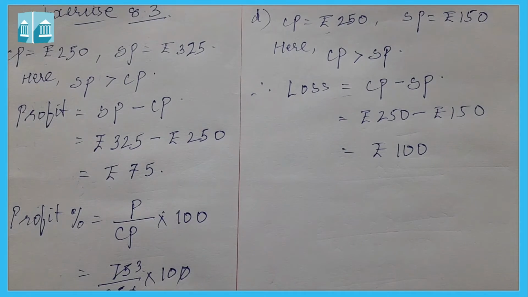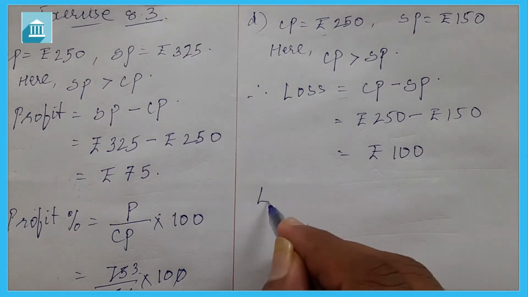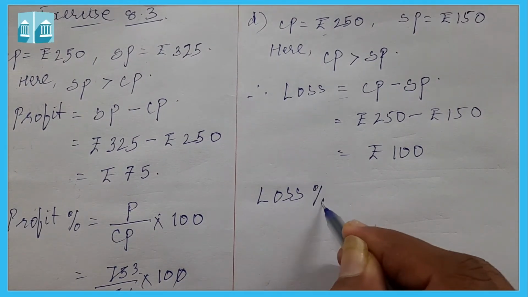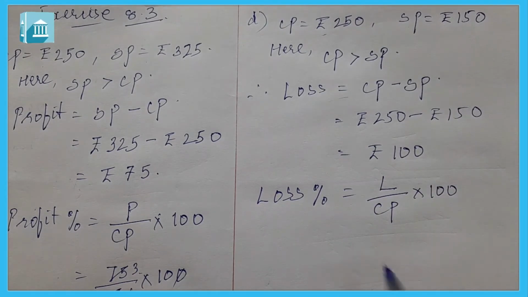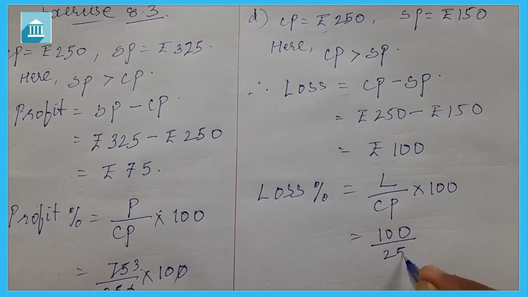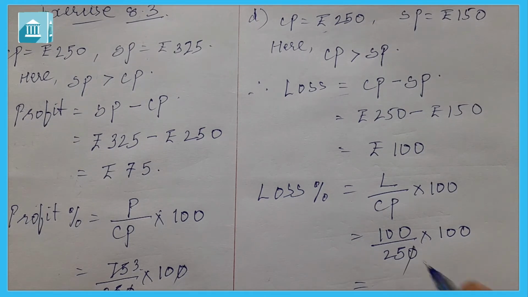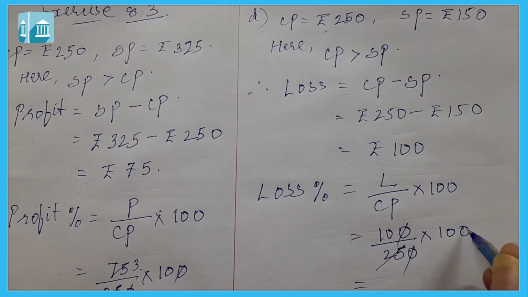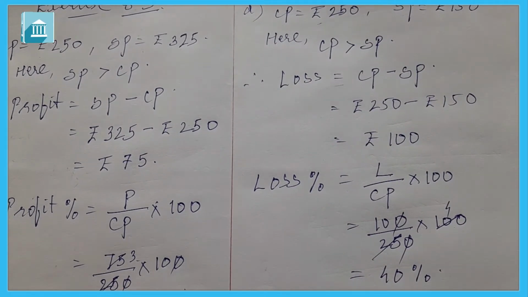So it is a 100 rupees loss, and once it is 100 rupees loss, we have to find out the loss percent also. So loss percent is equal to L upon CP into 100. Where loss is rupees 100 upon CP is 250 into 100. Now 0 and 0 are cut, 25 4 times, so 4 into 10, that is equal to 40%. So the loss percent is 40%.